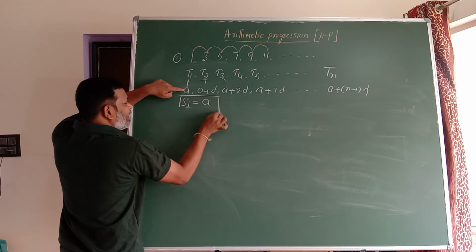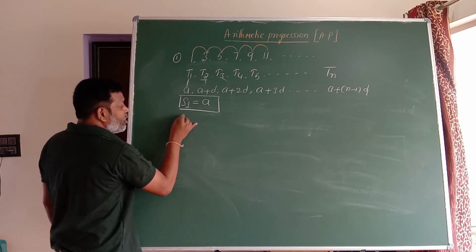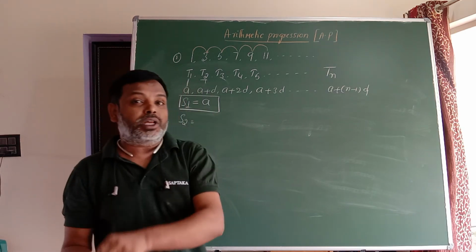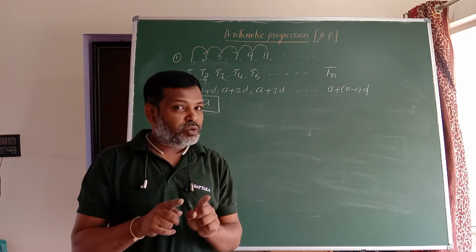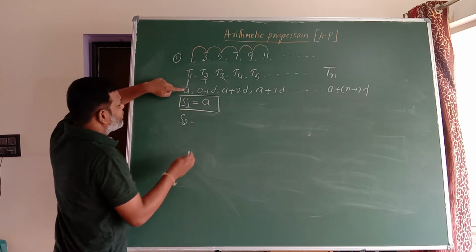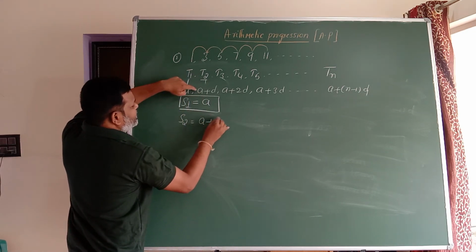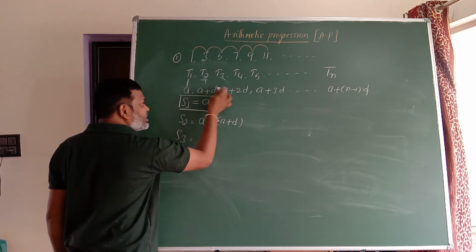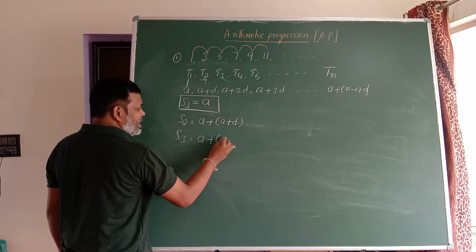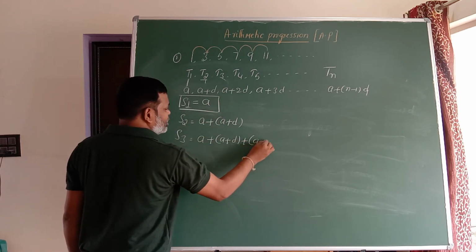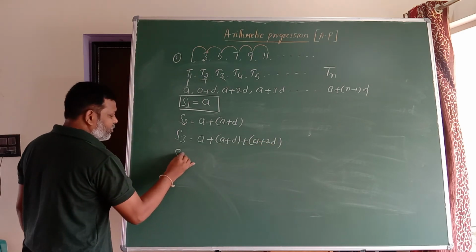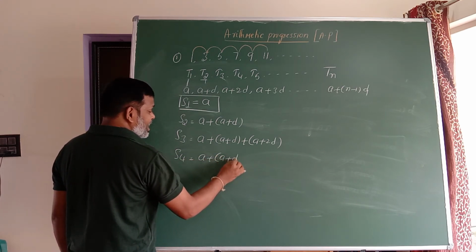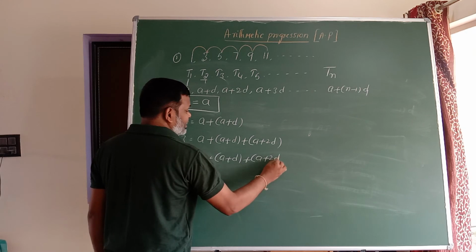So this is very, very important. S1 is equal to A. What is the meaning of S2? S2 is nothing but the sum of the first two terms, not the second term. What is the sum of the first two terms? A plus A plus D. What is S3? S3 indicates the sum of the first three terms. How will you get it? A plus D plus A plus 2D. What is S4? It is nothing but the sum of the first four terms, A plus D plus A plus 2D plus A plus 3D.